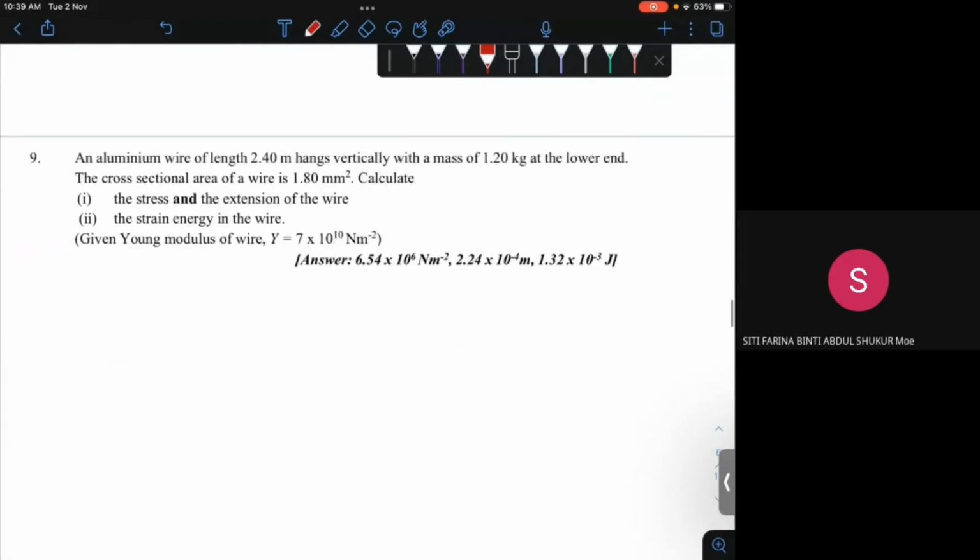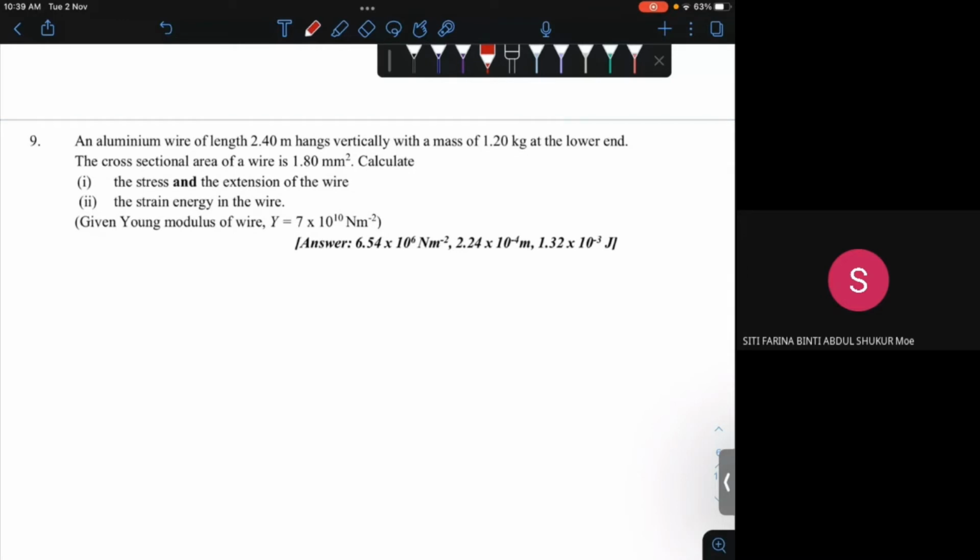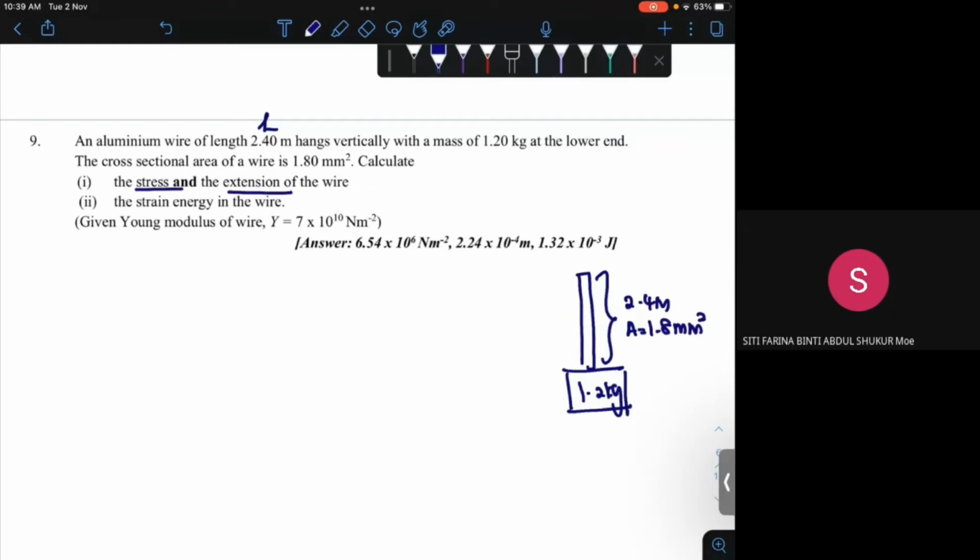Alright, kita akan proceed soalan seterusnya, question 9. An aluminium wire of length 2.4 meter hangs vertically, with a mass of 1.2 kg at the lower end. The cross-sectional area of the wire, so length of the wire adalah 2.4 meter dan juga area of the wire adalah 1.8 millimeter square. Calculate the stress and the extension of the wire.